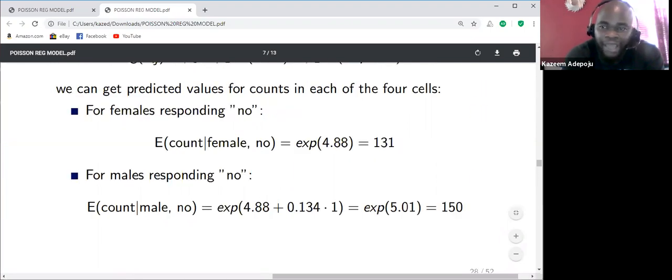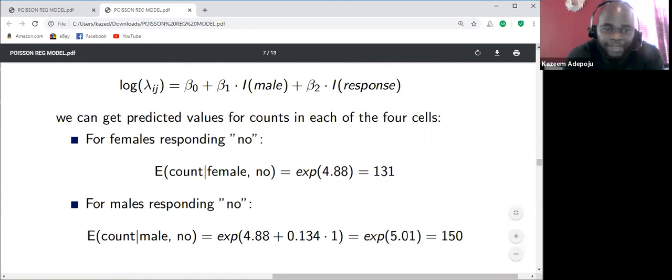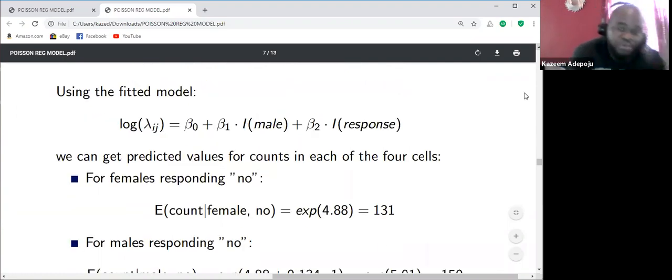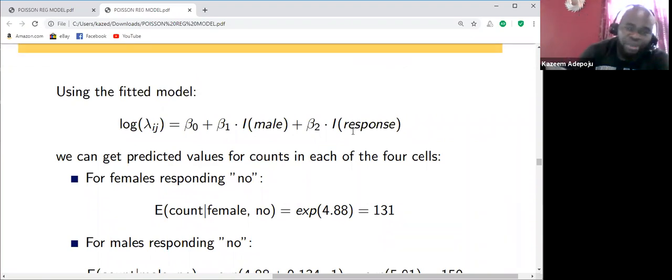Now, after that, do you know that we can actually use a fitted model? We can actually get a predicted value for count in each of the 4 cells. We know we have the observed value for count, but using the fitted Poisson regression model, we can also compute a fitted value for the expected count.